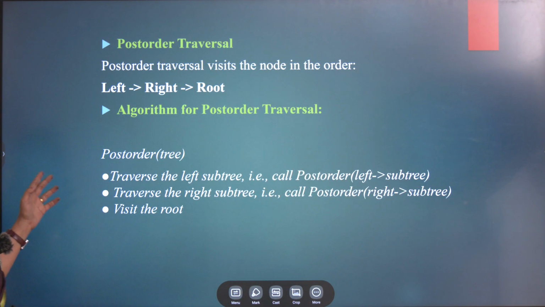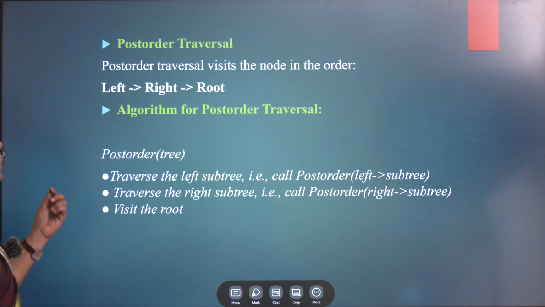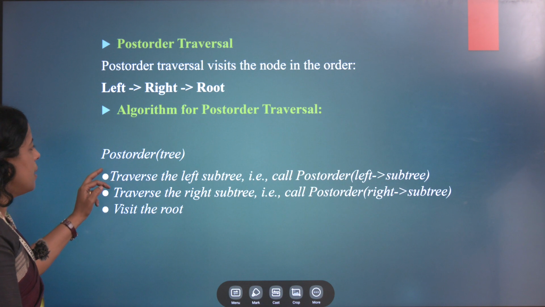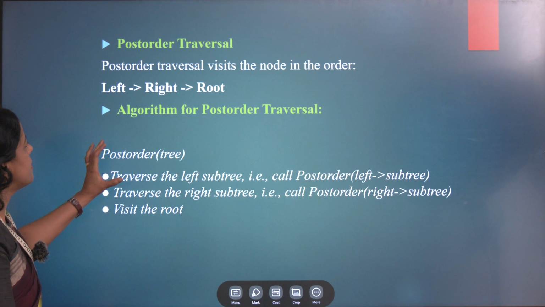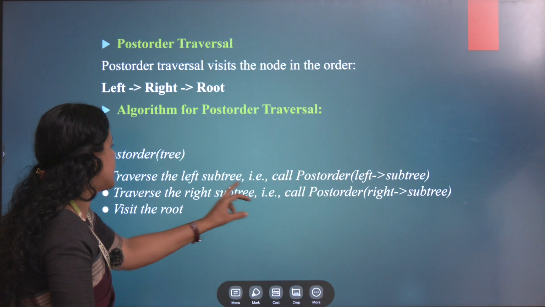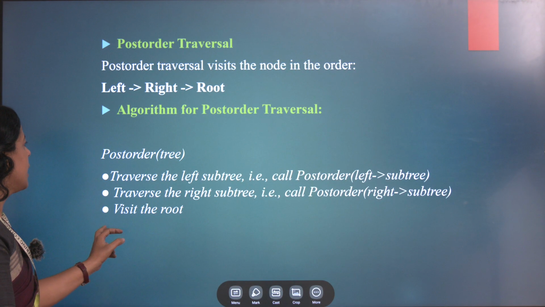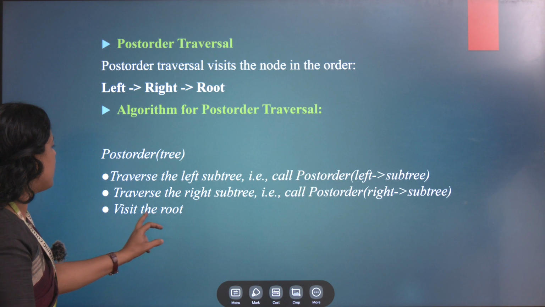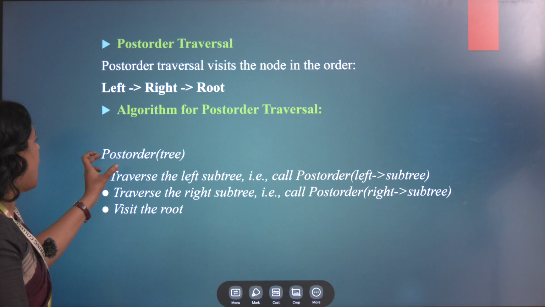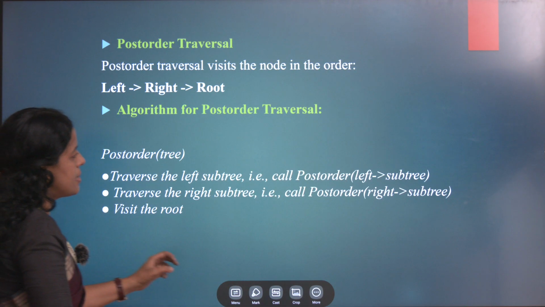The next, third type of traversal is the post-order traversal. The algorithm for post-order traversal is post-order of tree. What is the first one? We have to traverse the left subtree and traverse the right subtree. Next we have to visit the root: left, right, root. That is the algorithm for post-order traversal.